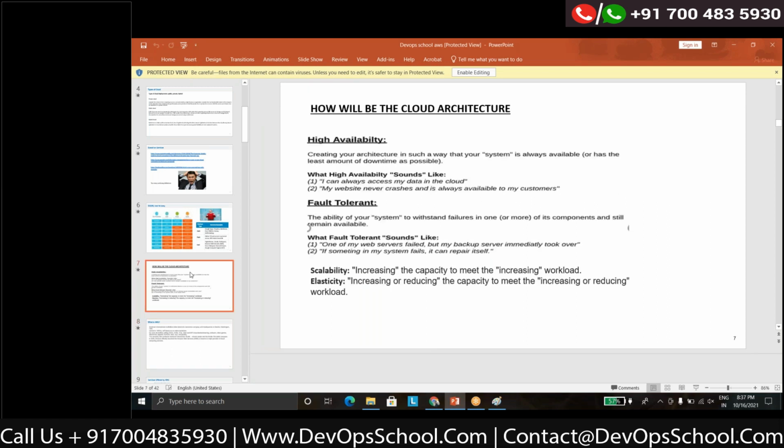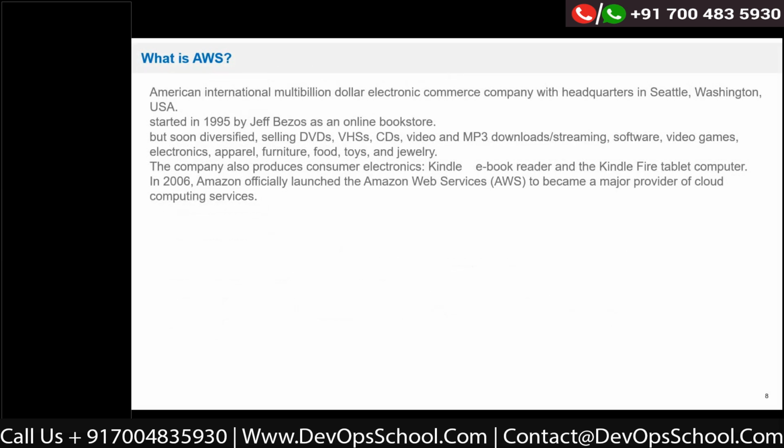Okay, so that's the basic overview I wanted to give you about the AWS before proceeding. Now let's move into the AWS. Previously I explained what cloud is and what the architecture is. Now let's deep dive into the AWS. So AWS is a company. I think it started from an online bookstore by Jeff Bezos in 1995, and it is now a multi-billion-dollar e-commerce company. And it is providing multiple services to the customer.